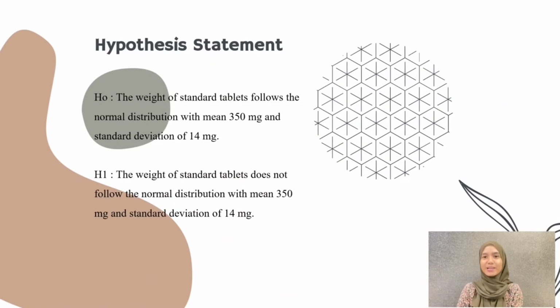The hypothesis statement is: H0, the weight of standard tablets follows the normal distribution with mean of 350 mg and standard deviation of 14 mg. But H1, the weight of standard tablets does not follow the normal distribution with the mean of 350 mg and standard deviation of 14 mg.